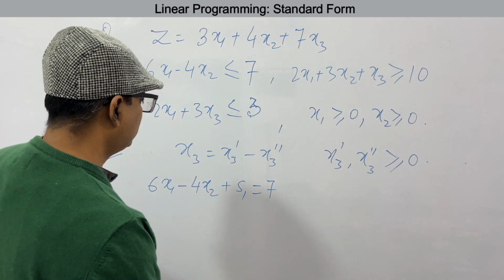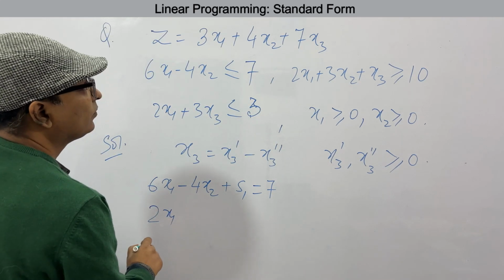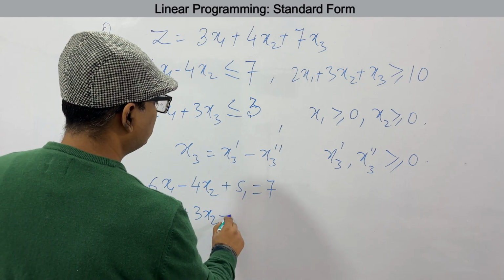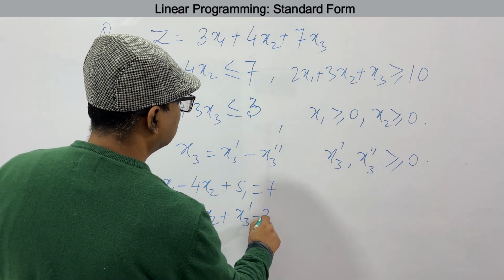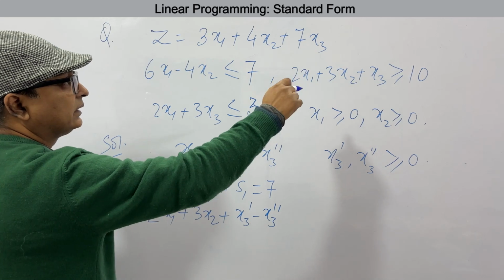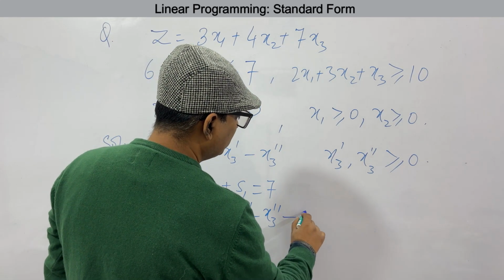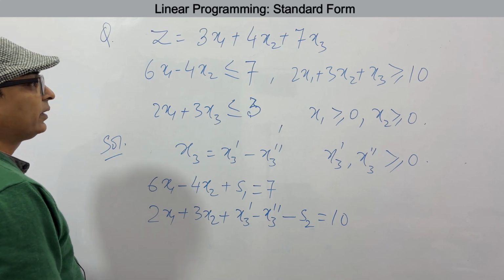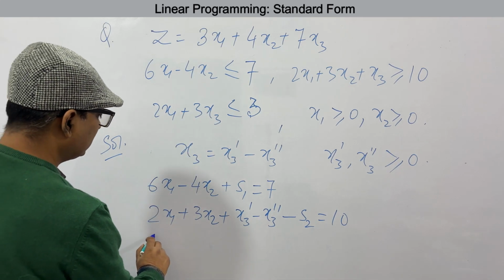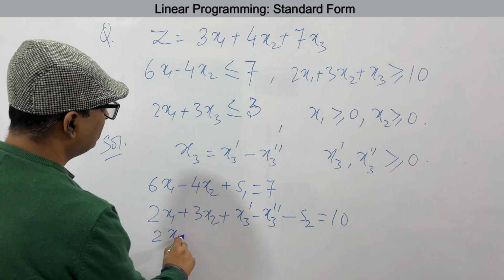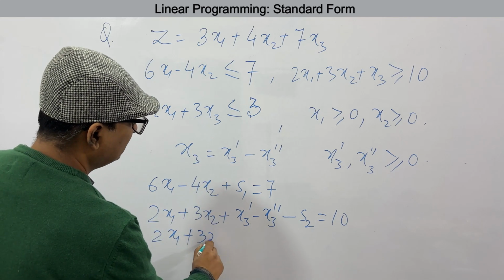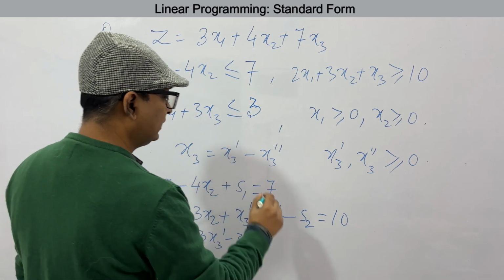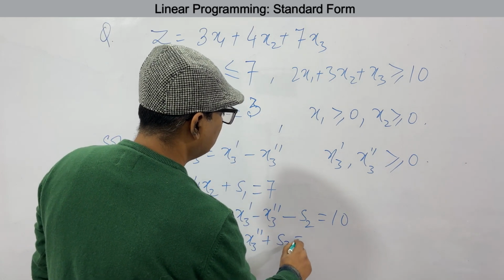Second is this one, 2x1 plus 3x2 plus x3. So in place of x3, we'll write x3 dash minus x3 double dash. This is greater than or equal to 10. So we'll put minus s2 equal to 10. This is surplus variable. Okay. And then third, we have this equation, 2x1 plus thrice x3 dash minus thrice x3 double dash, again less than or equal to, so plus s3 equal to 3.